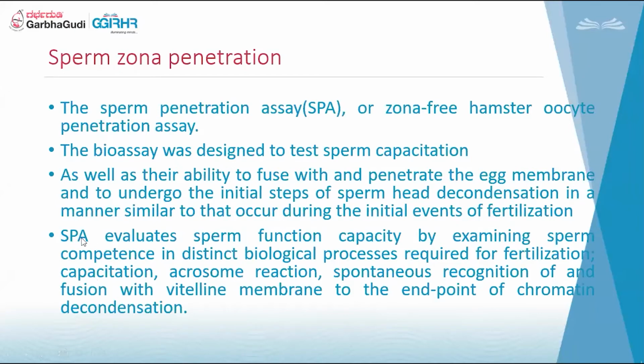Here, the sperm penetration method evaluates sperm function capacity by examining sperm competence in the biological process. Okay. Whether it can fertilize, capacitation, acrosome reaction, recognition of the zona and perivitelline space, endpoint of chromatin decondensation. These are all in vitro methods. So what is happening in this conventional method, they're just checking whether the sperm can enter.